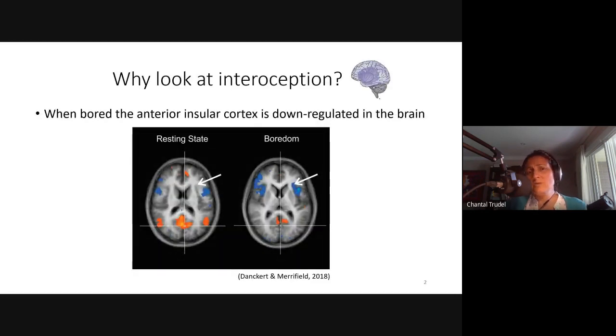So first you might wonder, why would boredom researchers be interested in interoception? Well, the starting point is the insular cortex. Previous research in our lab has shown that when boredom is induced, and then contrasted with a resting state, the functional imaging scans revealed an anti-correlation of the insula with the default mode network. What you see on the left is the default mode network, which is the typical activation of the brain when there's no external task to engage with. And on the right, you see the anterior insula being down-regulated when boredom is induced.